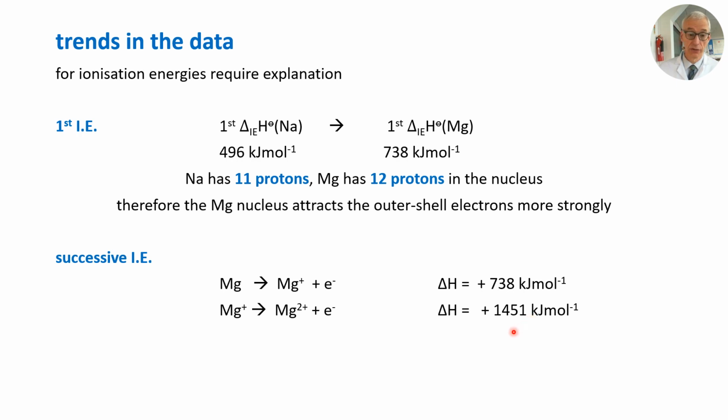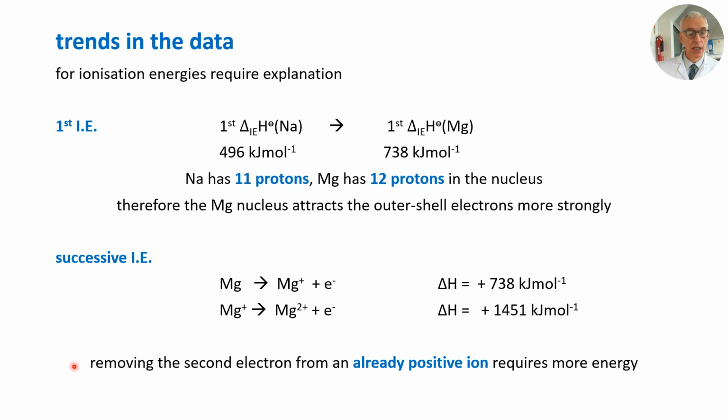Okay, so I'm going to reveal my reasoning. For the second ionization, you're removing a second electron, or a second mole of electrons, from an already positive ion. The first ionization involves removing an electron, or a mole of electrons, from a neutral atom. But to remove an electron from an already positive particle, an already positive ion, requires more energy.